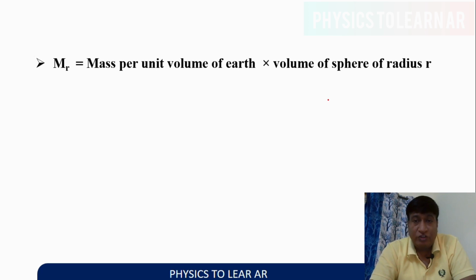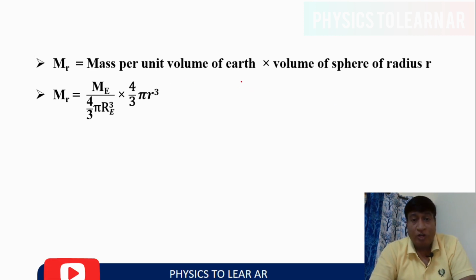So this, which we have obtained, is nothing but density: rho is equal to mass by volume. With the help of that, I am going to find the mass of the earth at a distance r, because if the r value is changing, the mass of the earth inside will also change. Based on that, I can write the mass per unit volume of the earth, which I have taken as Me by 4 by 3 pi Re cube.